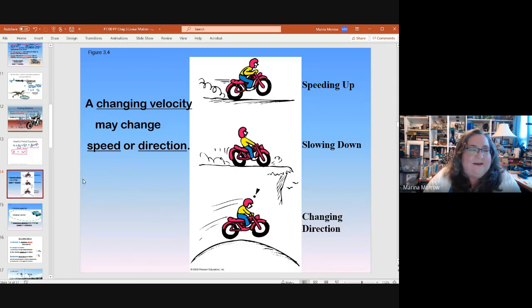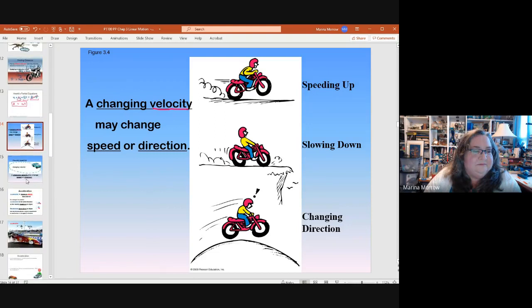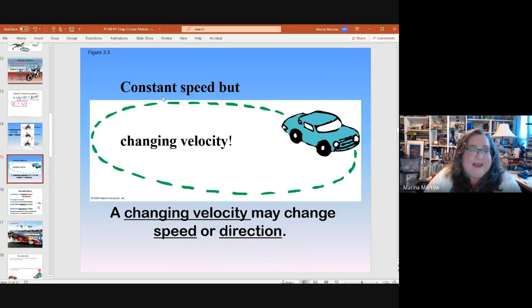Okay, so because a velocity is a vector, you can actually have a constant speed. So if this car is driving around this circle at a constant 15 meters per second, which is pretty fast for a circle, then his speed may be a constant, but the velocity is changing because the direction is constantly changing, right?